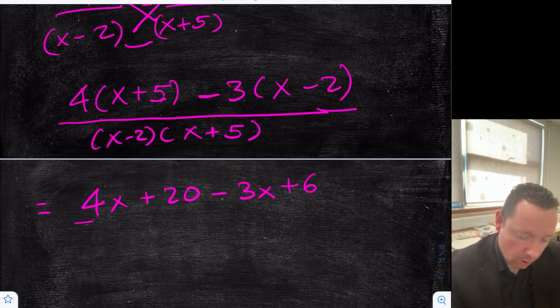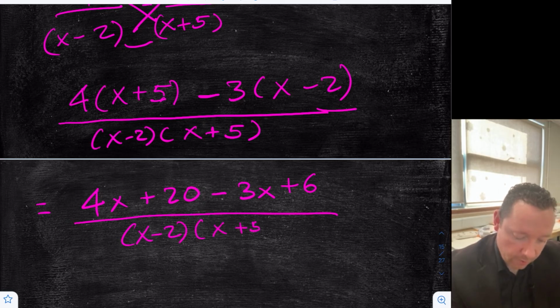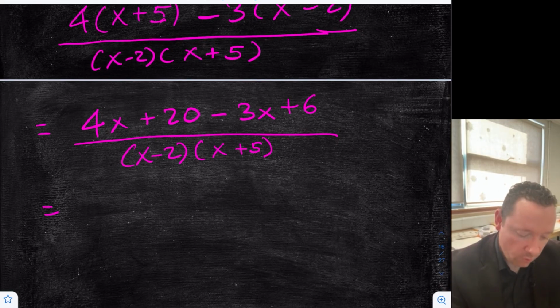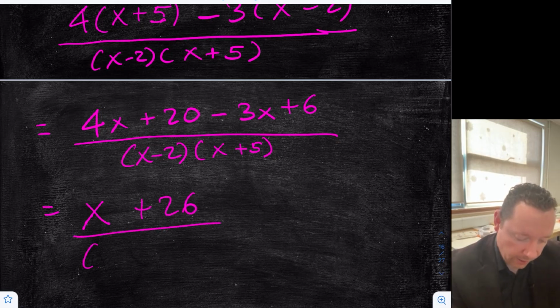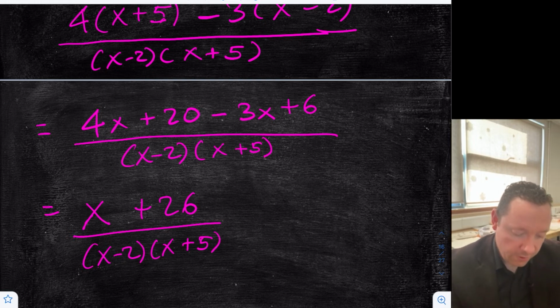And we've still got our x minus 2, x plus 5. There's no need to expand the bottom. So that gives you 4x minus 3x is 1x, 20 plus 6 is 26, over x minus 2, x plus 5. And just double check, once you've done this, can you factorise that? No, you can't, so you can't simplify any further. There's nothing else you can do.